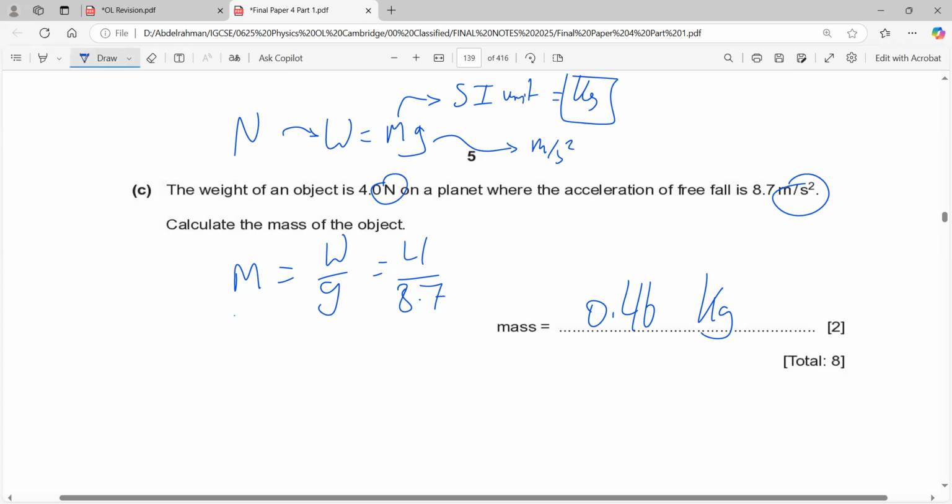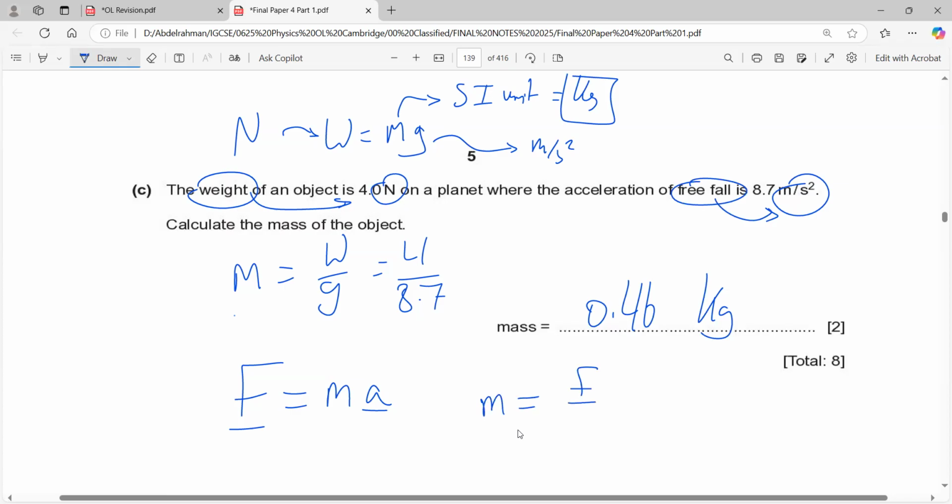Okay. مستر, why didn't we do F equals ma? On فكرة, this is the same equation. F equals ma. F is the weight, when weight is a force. And a is acceleration, the free fall acceleration, which is G, but on another planet. So if you want to find m equals F over a, it would be the same. 4 over 8.7. Okay? Yeah, technically it's the same equation.